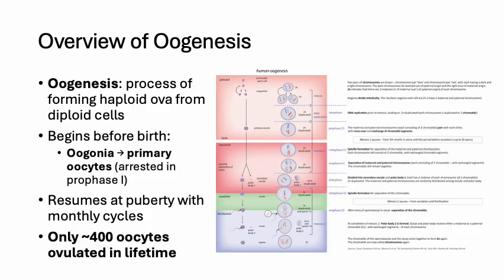From then on, roughly 1 oocyte per month resumes meiosis in response to hormonal cues. Unlike spermatogenesis, which continues throughout a man's life, oogenesis is cyclical and limited, with only about 400 oocytes ever completing ovulation.